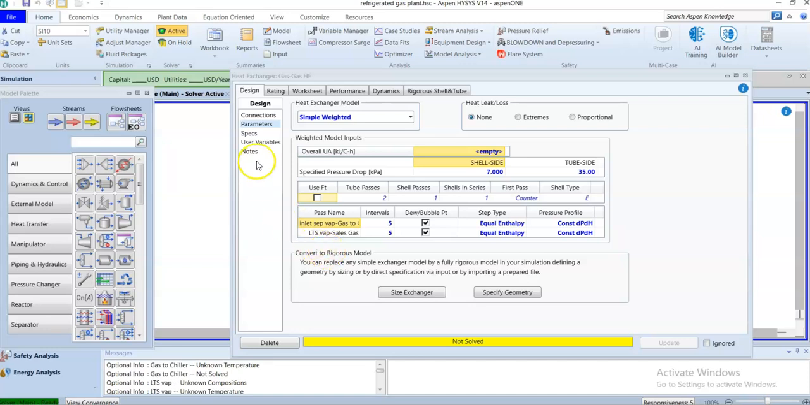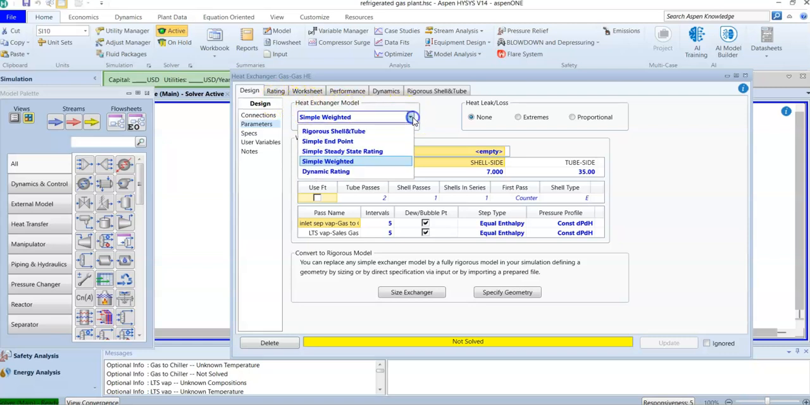Now we are going to talk about the parameter section in the heat exchanger, but in detail. At the beginning, we have a heat exchanger model. We have different heat exchangers. Before, I mentioned that we usually use the simple endpoint and the simple weighted. Here we have a regular shell and tube. This one requires Aspen Exchanger Design and Rating, which is known as EDR.